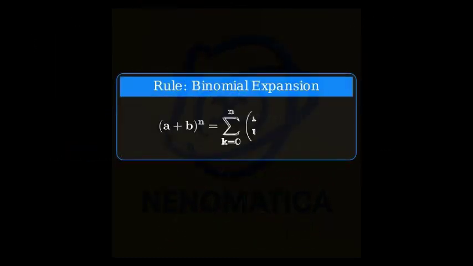Here is the binomial expansion rule that generates the coefficients. It says (a + b)^n equals the sum from k equals 0 to n of n choose k times a^(n-k) times b^k.